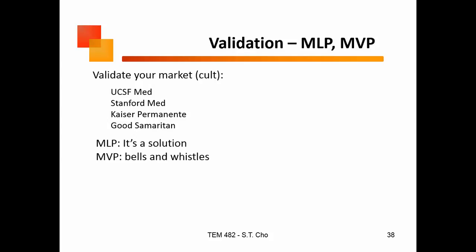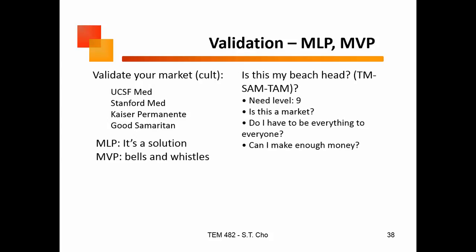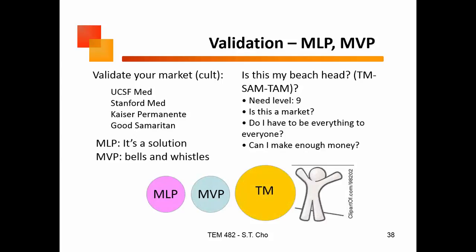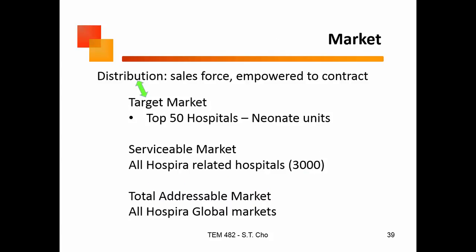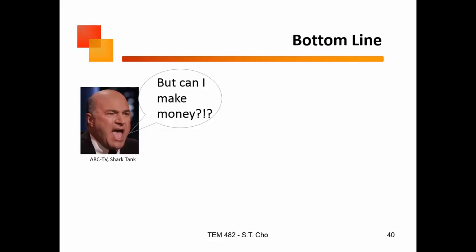Not only that, but it's small, it's lightweight, people liked it for different reasons. It's a solution to a lot of problems. It's an MLP, not an MVP. And so I figured out what our beachhead market was, and so we figured out the MLP, the MVP, and the total market. And so looking at what our target market is, we were going to go after our top 50 hospitals that had neonates. And so our total addressable market would be all Hospira global markets.